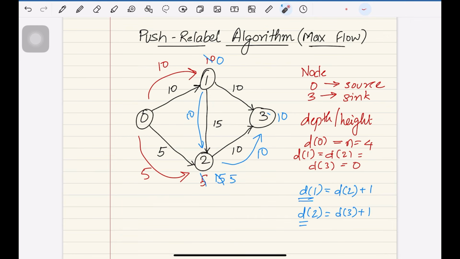Okay, but now let's check the condition whether the height of 2 and the height of 1, or the depth of 2 and depth of 1, are higher or not. So depth of 2 is 1, depth of 1 is also 1, right? So we need to make sure that we change that, we relabel it. So depth of 2 becomes depth of 1 plus 1, right? So now this 2 is at a higher level than 1. So yes, we can send it now. So what we do is we send this 5 to 1, right? So this becomes 5, this goes 0, right?